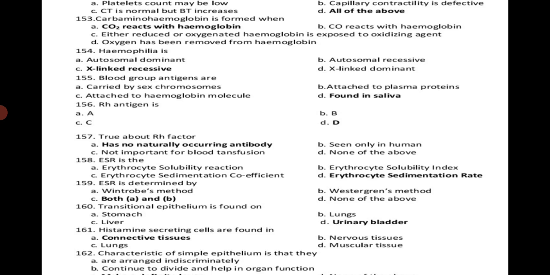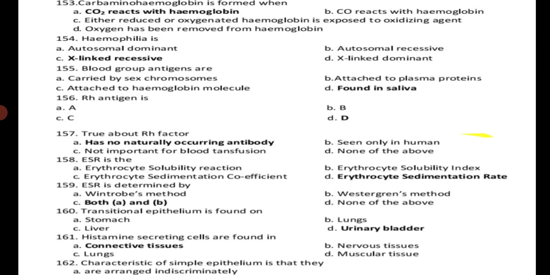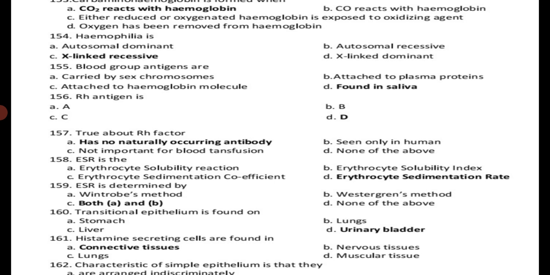Then question number 158, ESR is erythrocyte sedimentation rate. Option D is the answer of it. ESR is determined by two methods. One is Wintrobe's method and the other is Westergren's method. So answer of question number 159 is option C, both A and B.